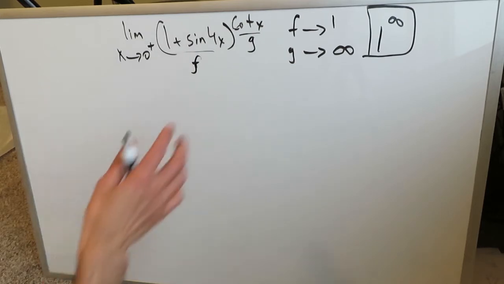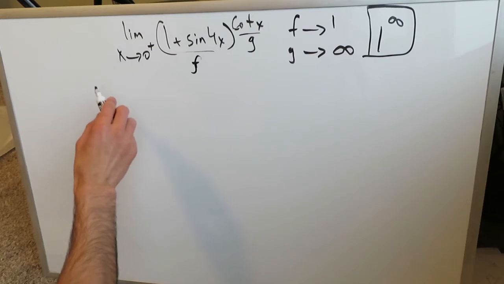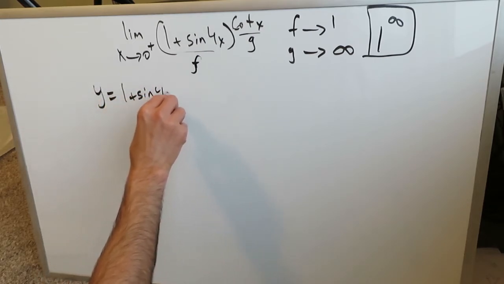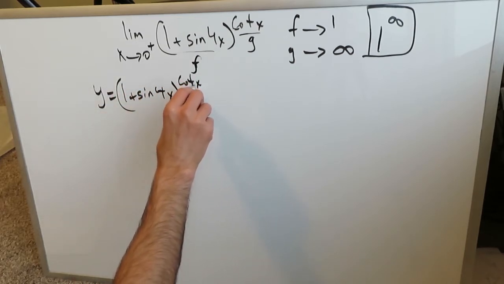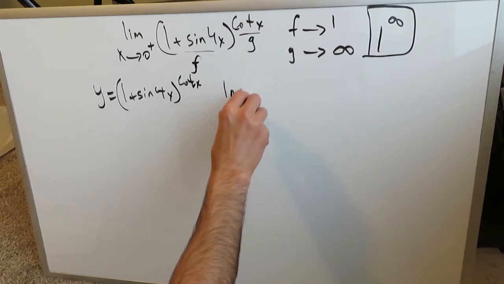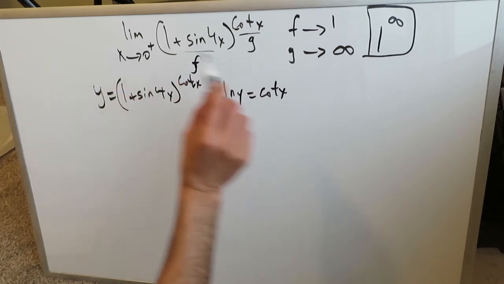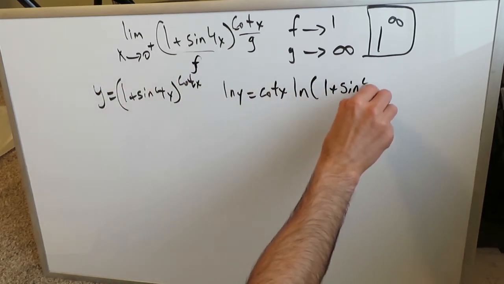The way we solve this type of question is by bringing in the properties of logarithms. If y is equal to (1 plus sine 4x) to the power of cotangent x, by using the property of logarithms, we can get this out of that form. We'll have natural log y is equal to cotangent x. Remember, the exponent comes here as a coefficient. Then we have natural log of 1 plus sine 4x.